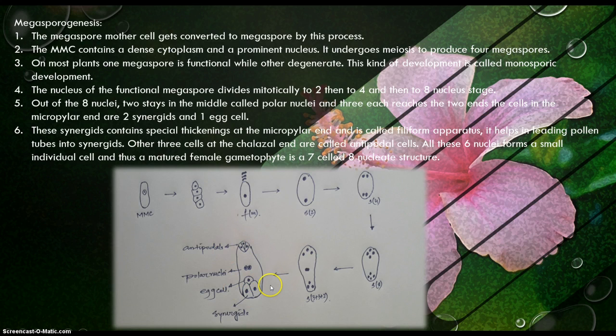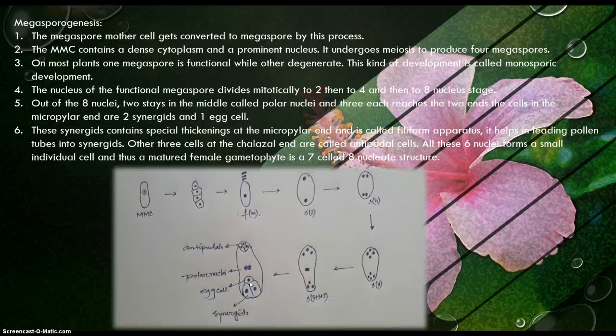Out of these many cells, which cell is the most important one? This egg cell. This egg cell will be fertilized by the generative cell, which is coming from the pollen grains. Now this micropylar end contains 2 synergids. These 2 cells contain a special thickening at this end, a special thick substance, which is also known as the filiform apparatus. This filiform apparatus helps in leading the pollen grain, which is coming from outside, towards the egg cell. So I guess this one is clear.